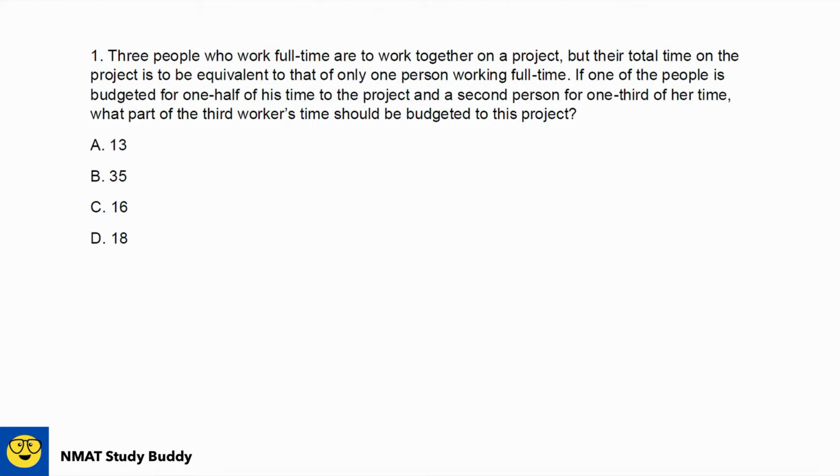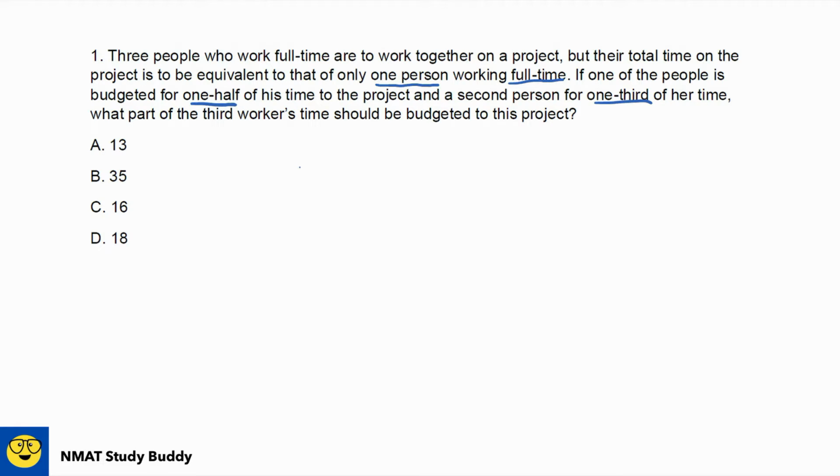Number 1. 3 people who work full-time are to work together on a project, but their total time on the project is to be equivalent to that of only one person working full-time. If one of the people is budgeted for 1/2 of his time to the project, and the second person for 1/3 of her time, what part of the third worker's time should be budgeted to this project?